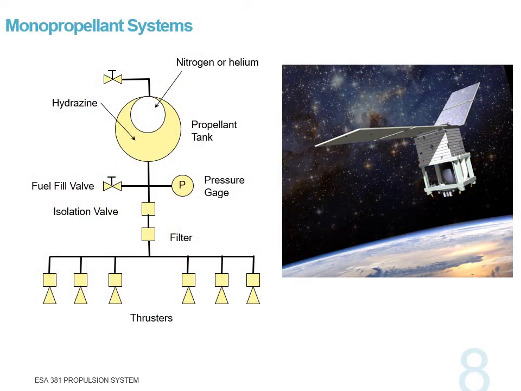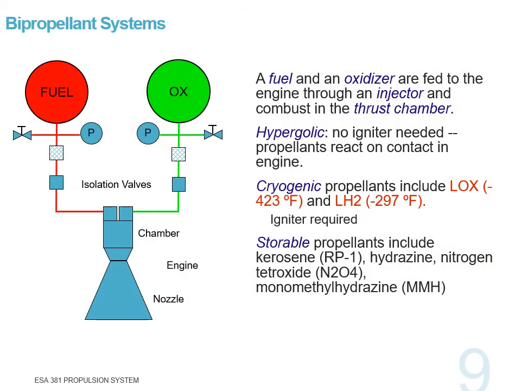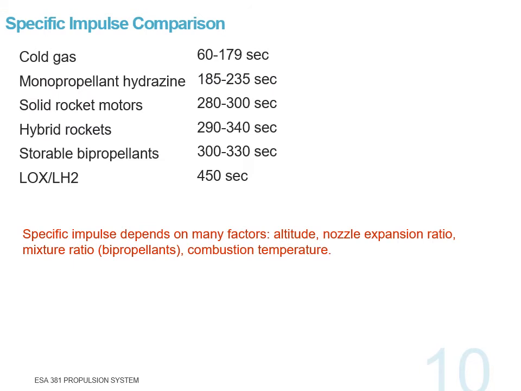This is a schematic diagram showing the monopropellant system. You can see here the hydrazine and the catalyst, with nitrogen or helium in one tank. And this is a schematic diagram of the bipropellant system. This is a specific impulse comparison between cold gas, monopropellant hydrazine, solid rocket motors, hybrid rocket, storable bipropellant, and liquid oxygen. Specific impulse depends on many factors such as altitude, nozzle expansion ratio, mixture ratio, and combustion temperature.